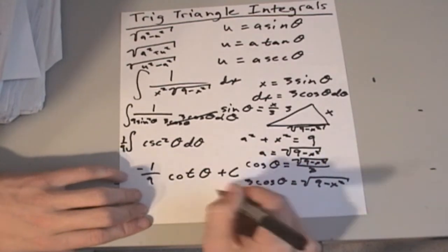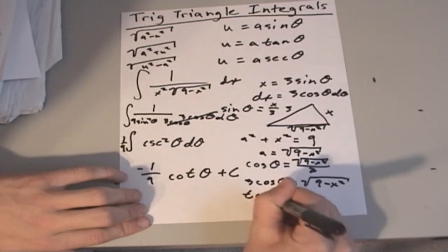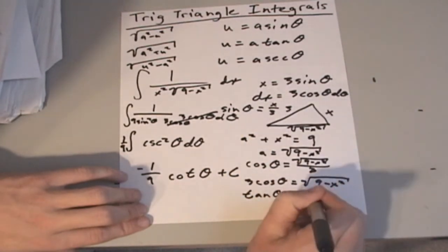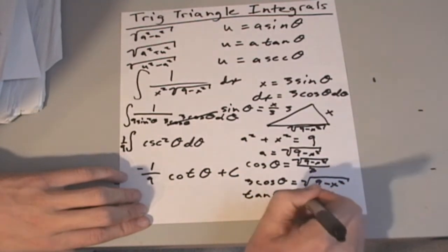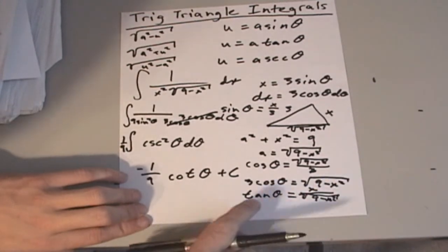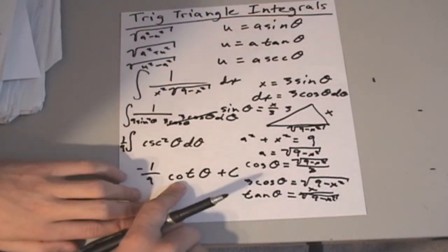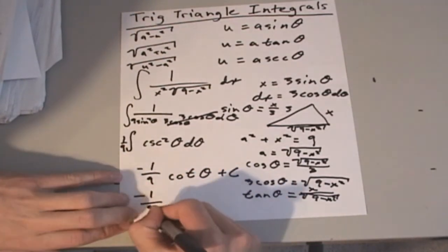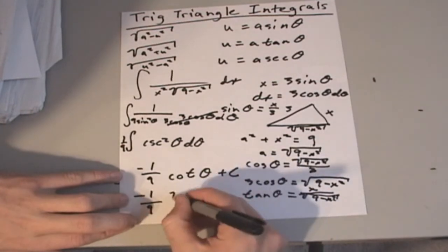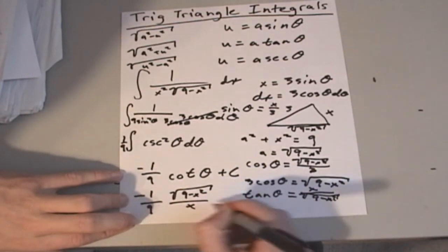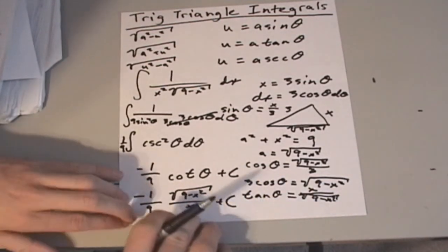you know that tangent of theta is equal to opposite over adjacent, x over the square root of 9 minus x squared, and since cotangent is the inverse of that, negative 1/9, flip that, square root of 9 minus x squared over x plus c is the answer.